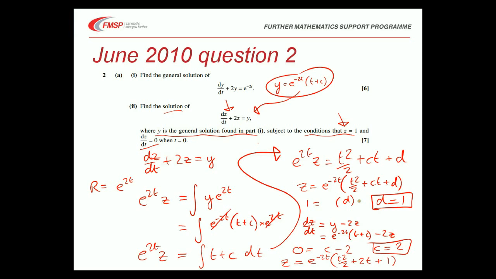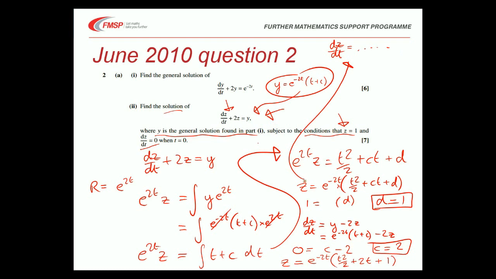It might be worth mentioning that if you don't spot this trick that I used with the original equation, you could have always done it by grabbing this z definition we had here and differentiating it to get dz/dt. You can always differentiate your solution, but it's a bit horrendous because you're going to have to use the product rule because we've got an e to the minus 2t times that thing. So it's actually in this case much quicker to spot that we've got a definition for dz/dt in terms of stuff that we already know.